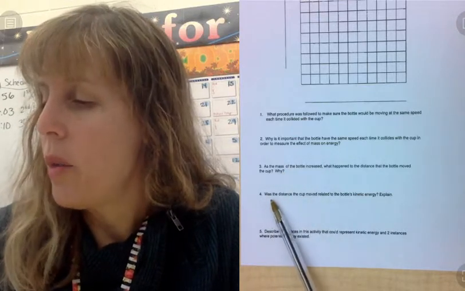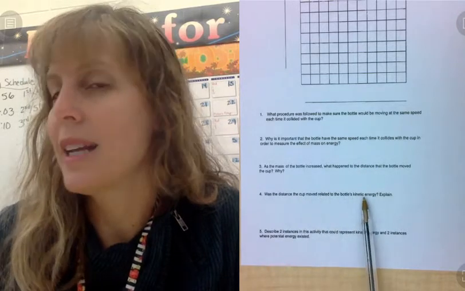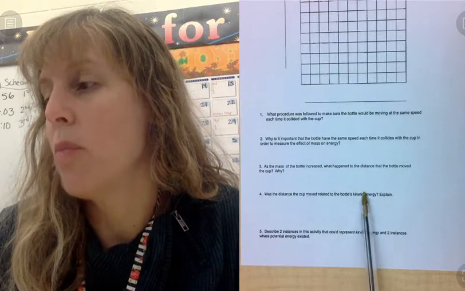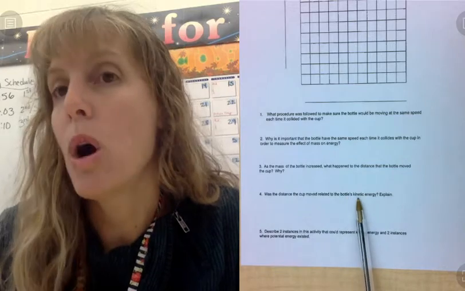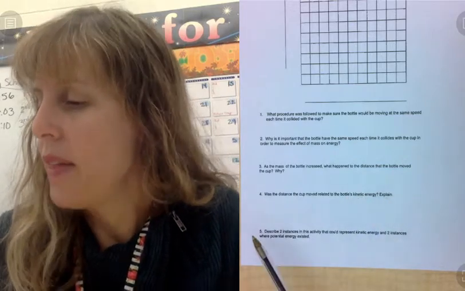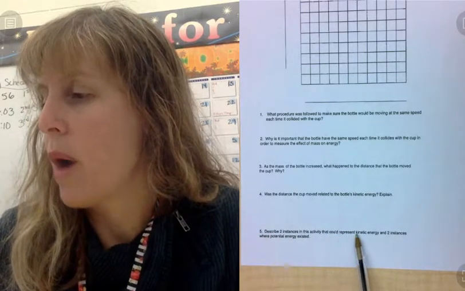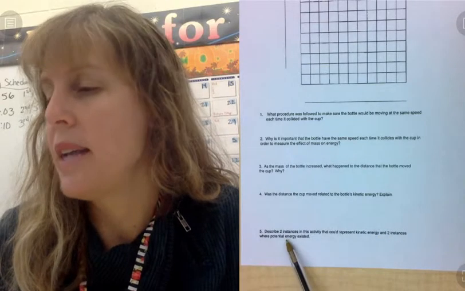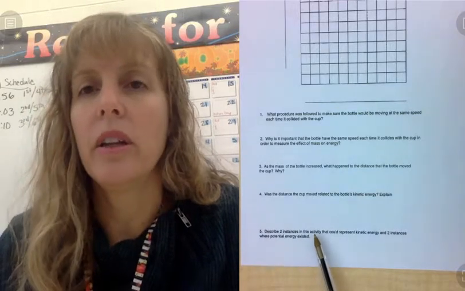Number 4, was the distance the cup moved related to the bottle's kinetic energy? And explain. So remember, the bottle's kinetic energy is motion, right? Was the distance the cup moved related to the bottle's motion energy? And I want you to be able to explain that. And then number 5 says, describe 2 instances in this activity that could represent kinetic energy and 2 instances where potential energy existed.